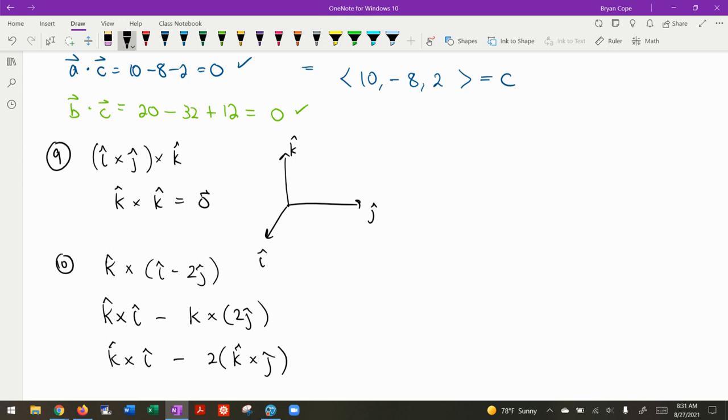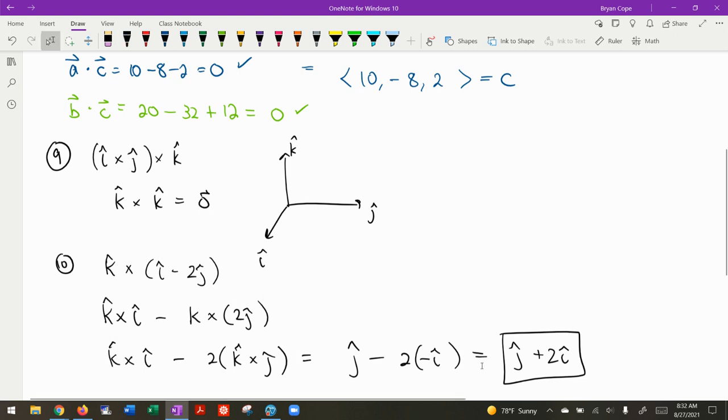So let's do k cross i. Fingers in the direction of k, and curling toward i gives us j. And then k cross j, fingers in the direction of k, and curling toward j gives us negative i. So that's minus 2 times negative i. So I get j plus 2i for my solution to that one. We could confirm it, of course, by actually doing the computation, but j plus 2i is the answer to that one. Okay, next problem. Let's have a look at 13.